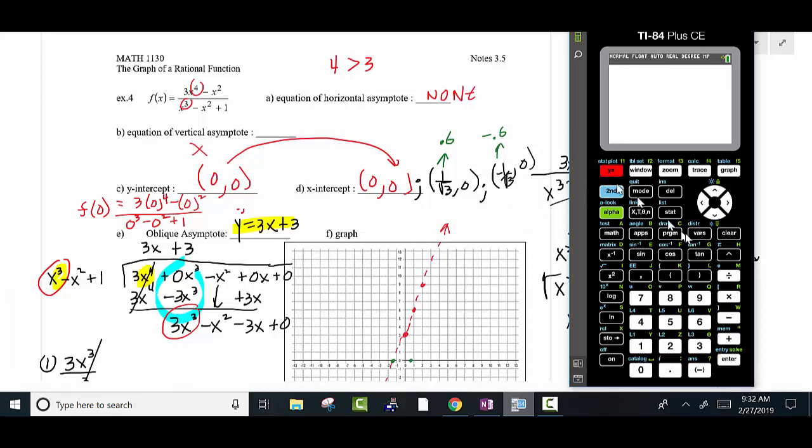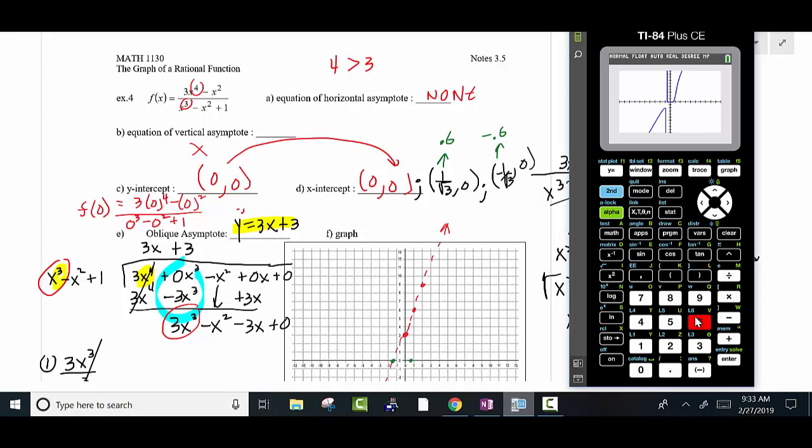Okay, so go ahead and put the function in. And there's a couple of more things that we'll do on this. So we got 3x to the 4th, and then minus x to the 2nd, and then divide by, let's see, x to the 3rd, and minus x squared plus 1. Just doing a standard window. And we may have to adjust that a little bit. So once you get in zoom 6. Let's see what we got here.